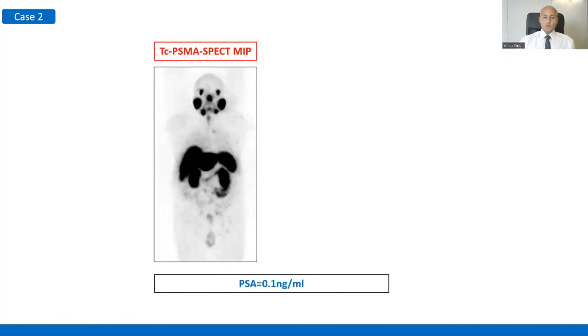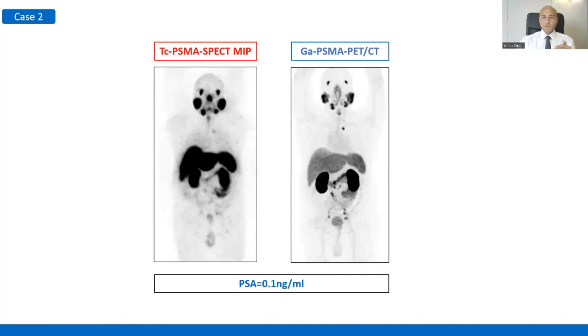And also I want to put this very straight. This is the technetium for this patient, and this is the gallium for the same patient in the same week at the same low PSA level. Of course, gallium PSMA is better than technetium. This is something that we need to highlight. And of course, if the patient can access gallium PSMA, this is the best option. But what we are talking about, what if the patient could not access gallium PSMA?